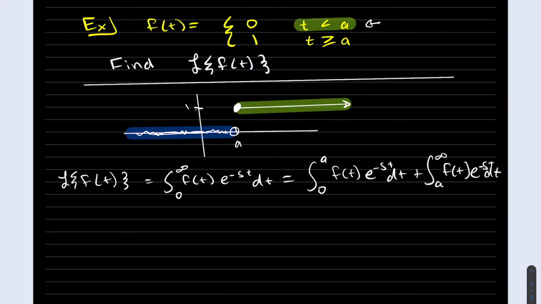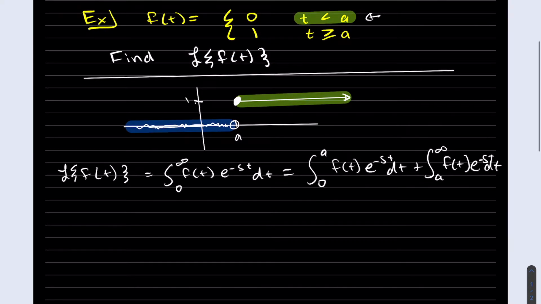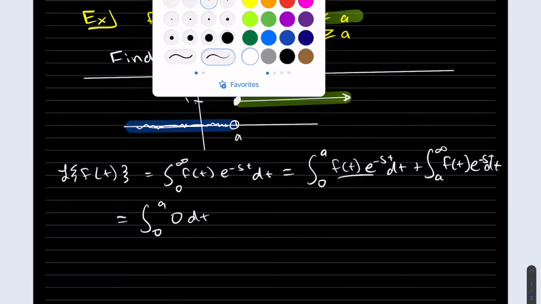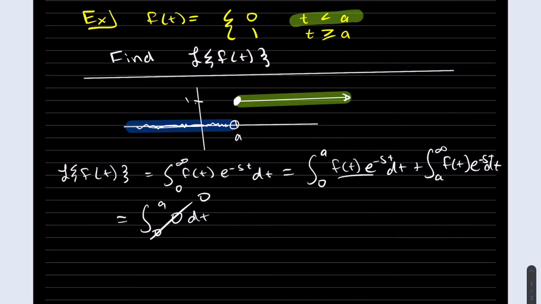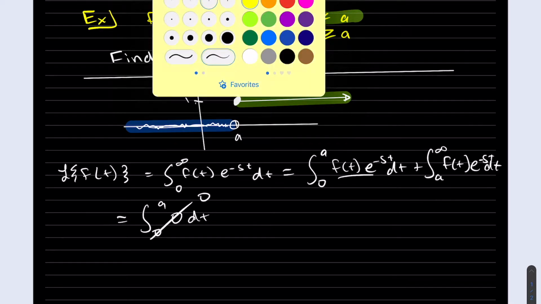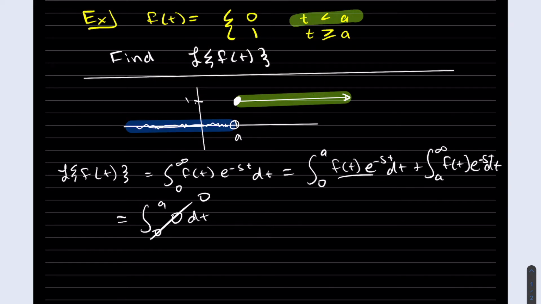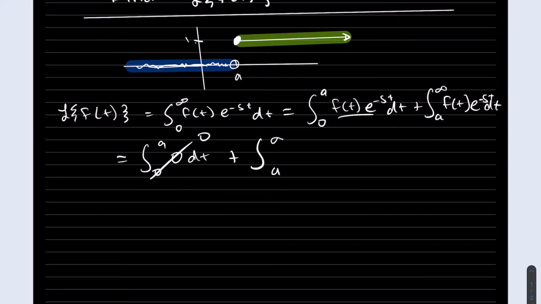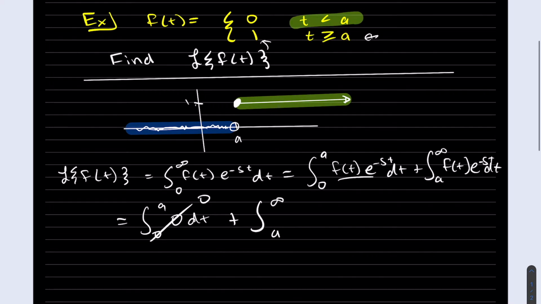Okay, so let's plug in what we know. From 0 to a, t is less than a, the function's 0. So the whole thing just zeroes out. And that will be 0. It kind of turns the function off. When you have a piecewise like that and it's 0, it turns the function off at that interval. And then a to infinity, t is greater than a, the function's 1.